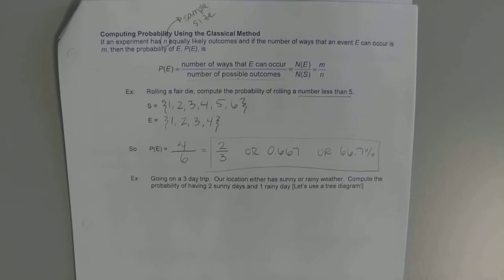The next thing, I would probably never do this, but I just kind of want to show you how it works, how it's another method of figuring out probability. We're going on, say we're going on a 3-day trip, and where we're going is either sunny or rainy.